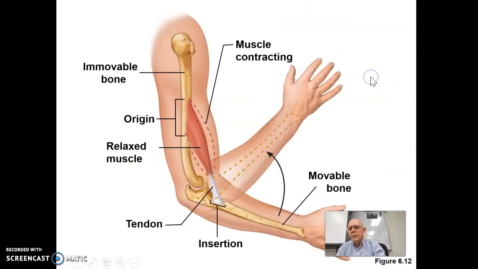We'll get to that in a minute, but define the following muscle terms. Prime mover. For example, when I lift my hand like this, the main muscle responsible for that is the prime mover, or the biceps. It's the muscle that has a major responsibility for causing that movement.